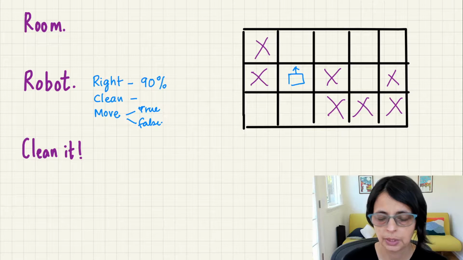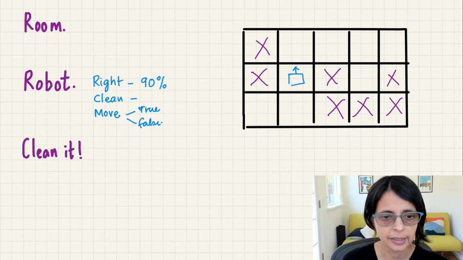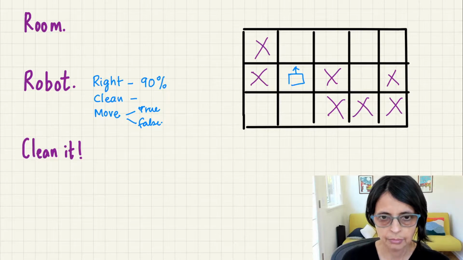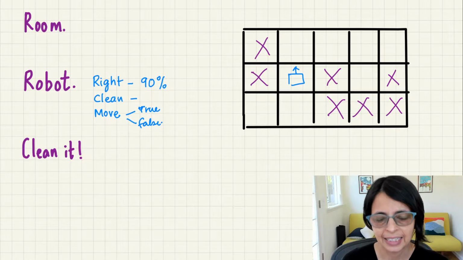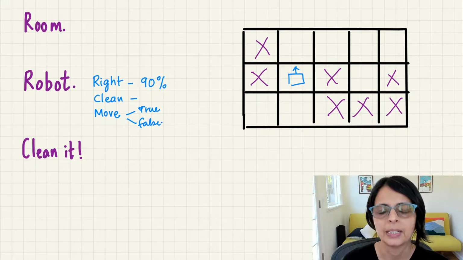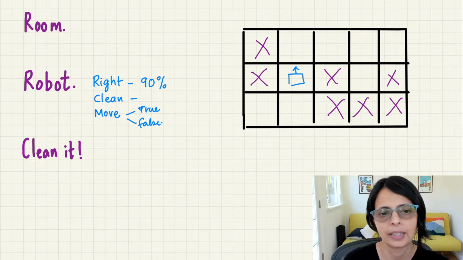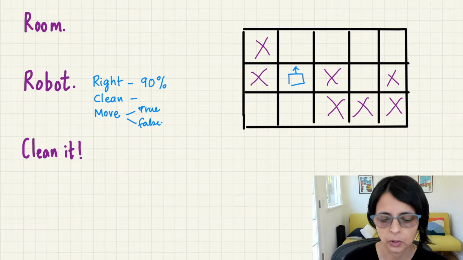So we got the room. Some cells are free, some are not. All free cells are connected. There's no direct access to this grid. And then we got the robot with the 3 APIs. The problem is to design an algorithm that, when implemented, executes a particular sequence of these 3 commands: turn right, clean, and move, in such a way that ends up cleaning all the free cells of the grid.